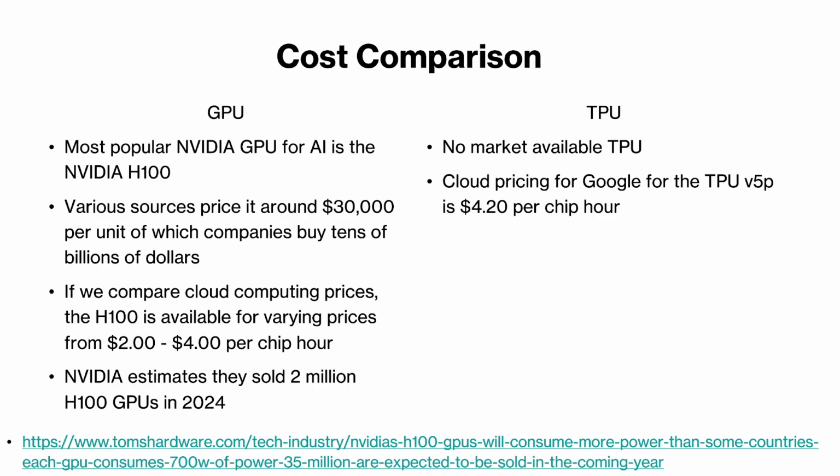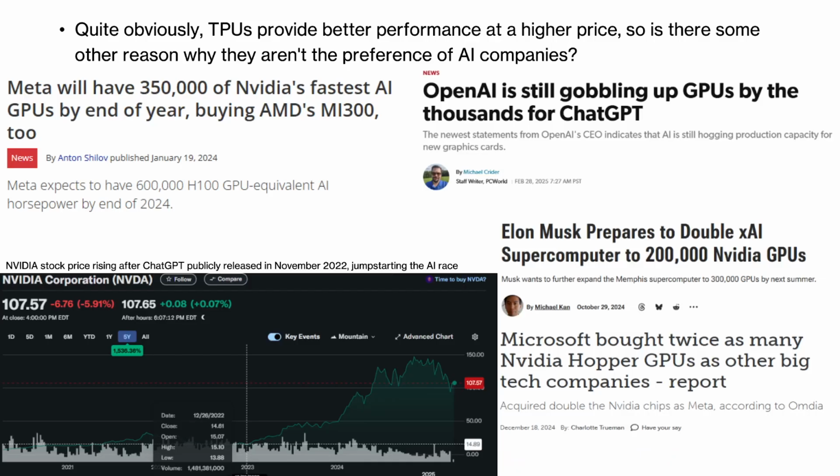So it is slightly more expensive when it comes to cloud computing, which can be telling of it being more expensive if it was market available. An additional stat: NVIDIA estimates they sold 2 million H100 GPUs in 2024, and they expect to sell about 300,000 in the first quarter and about 3 million through the first year. So, quite obviously, if we analyze them, TPUs do provide better performance, but at a slightly higher price.